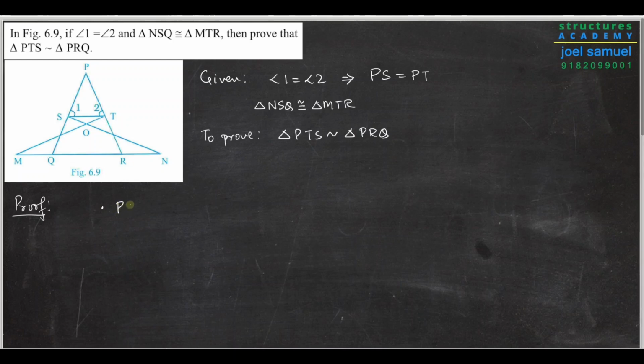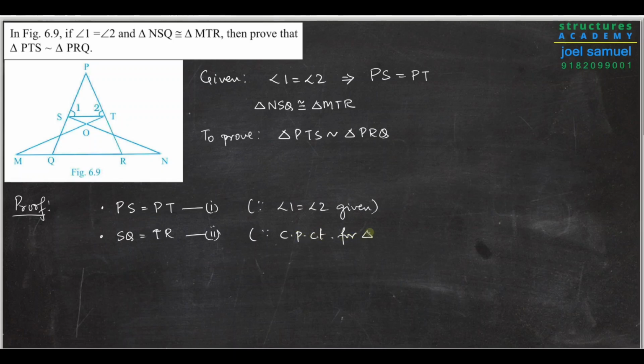So first we say PS is equal to PT, and let's call this equation number 1, and the reason we give is angle 1 is equal to angle 2, given. The second statement we make is SQ is equal to TR. Let's call this equation number 2. And the reason we are able to say SQ is equal to TR is because we are told that this triangle and this triangle are congruent triangles, which means their corresponding sides are equal in length, and SQ and TR are their corresponding sides. So we say CPCT for triangle NSQ and triangle MTR.